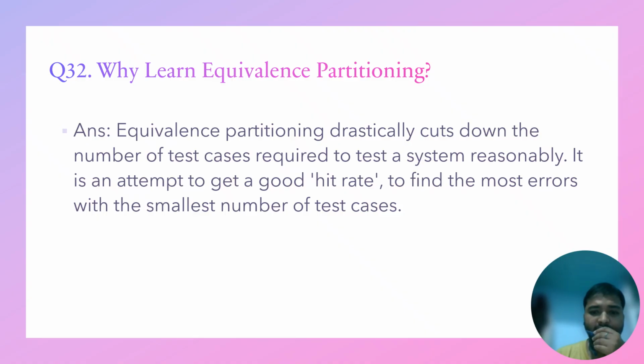Equivalence partitioning drastically cuts down the number of test cases required to test a system reasonably, and it is an attempt to get a good hit rate, to find the most errors with the smallest number of test cases.